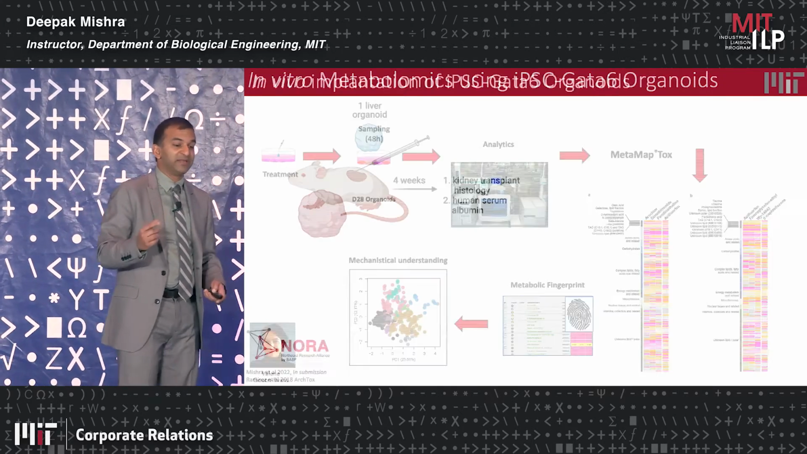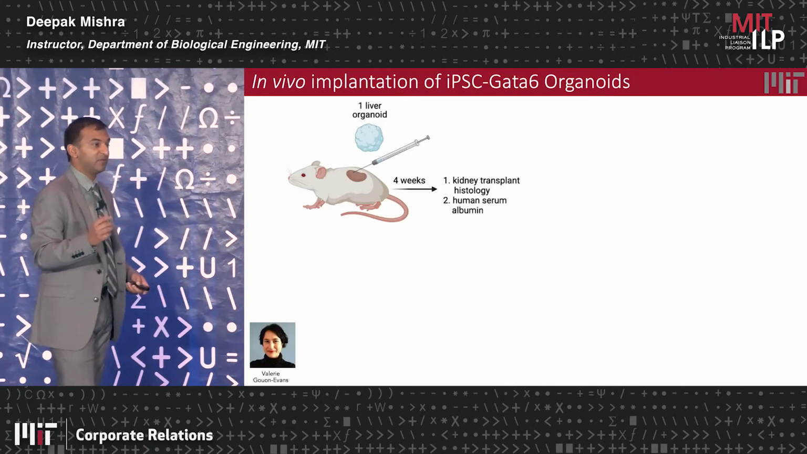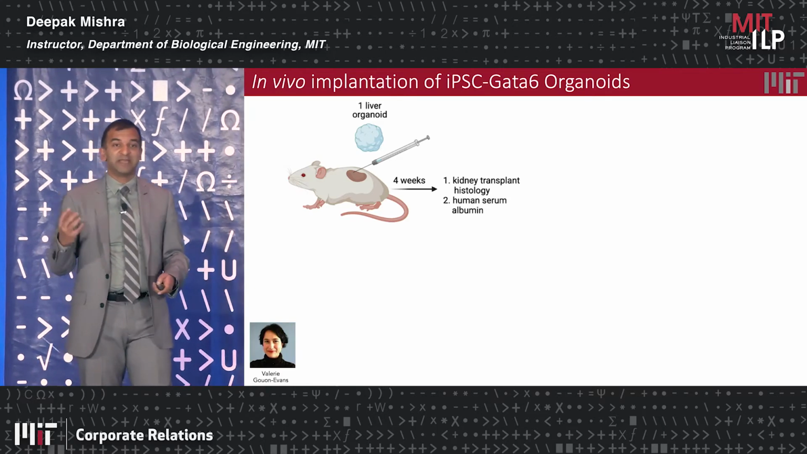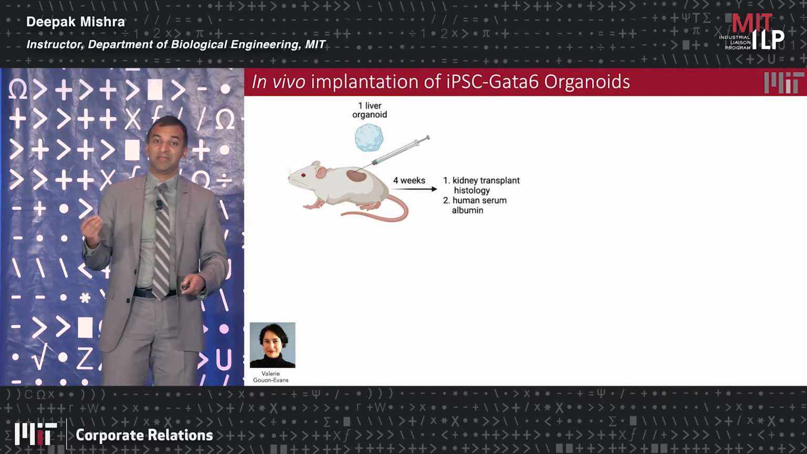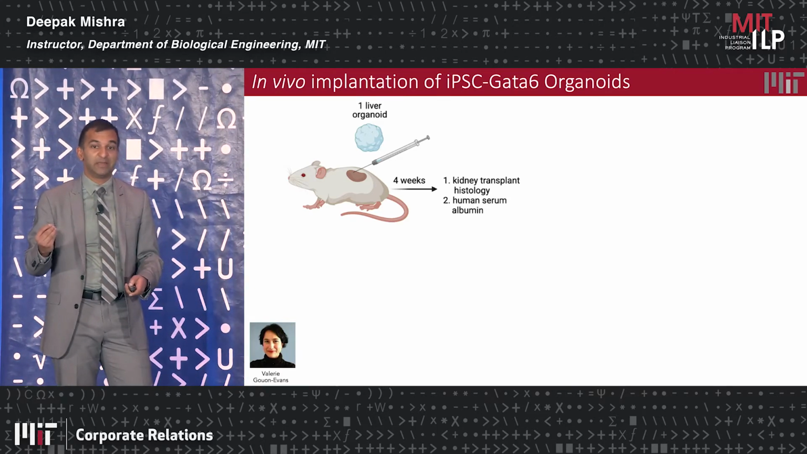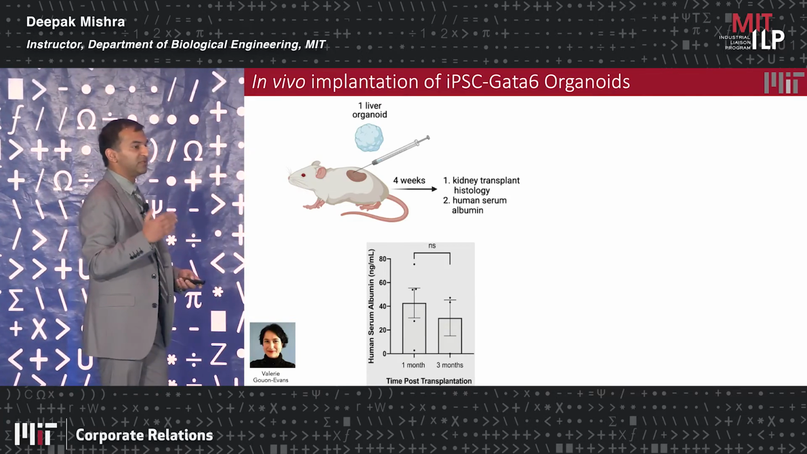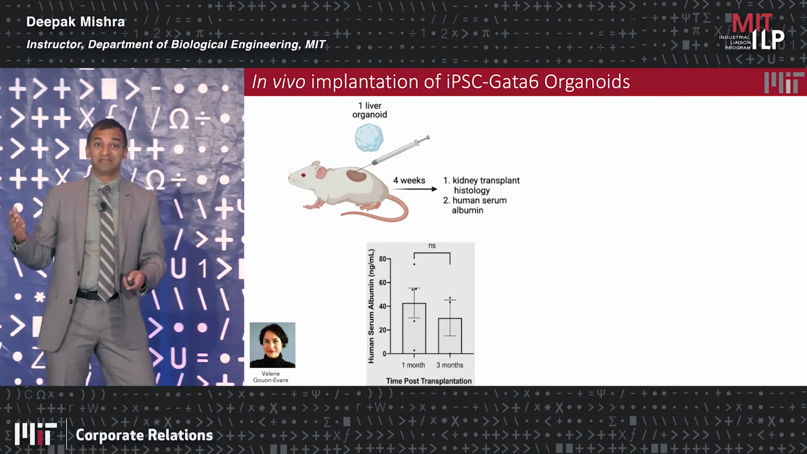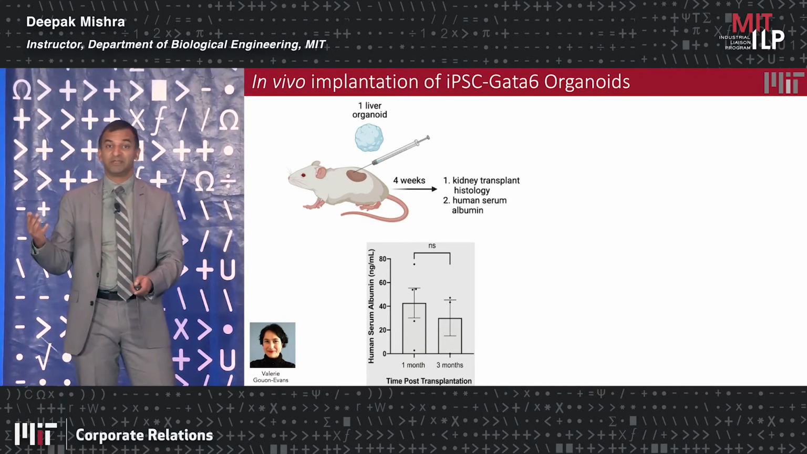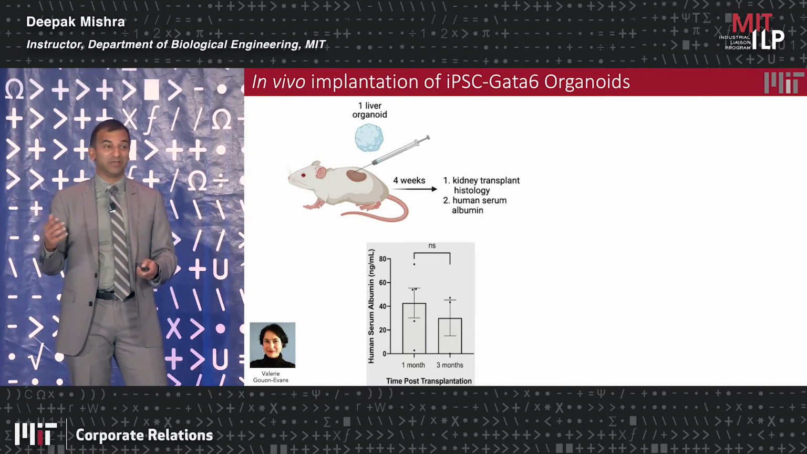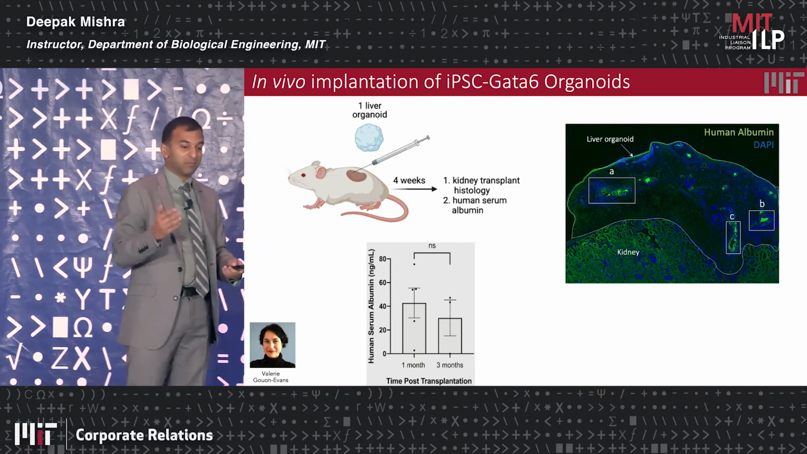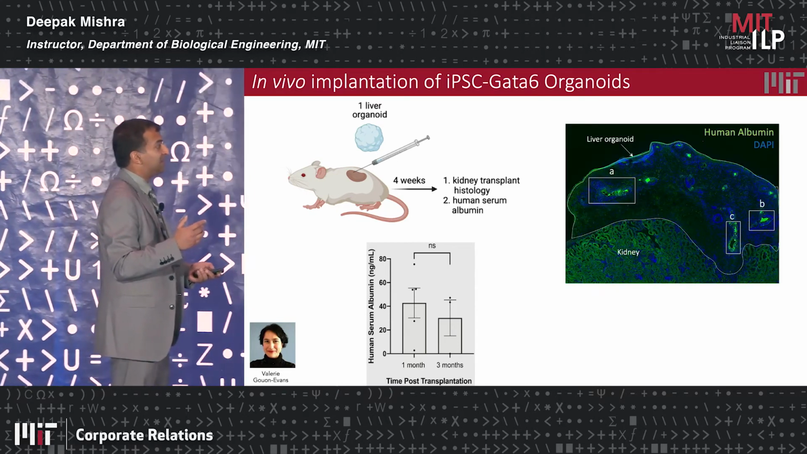And the last thing that's really exciting is with Valerie over at BU Medical Center, we've been taking our organoids and implanting them into mouse, into the kidney capsule. What we're seeing is we actually can see human albumin being produced in these mouse models, suggesting that our liver organoids are living and able to continue to perform. And more importantly, we can see them being very tolerant.